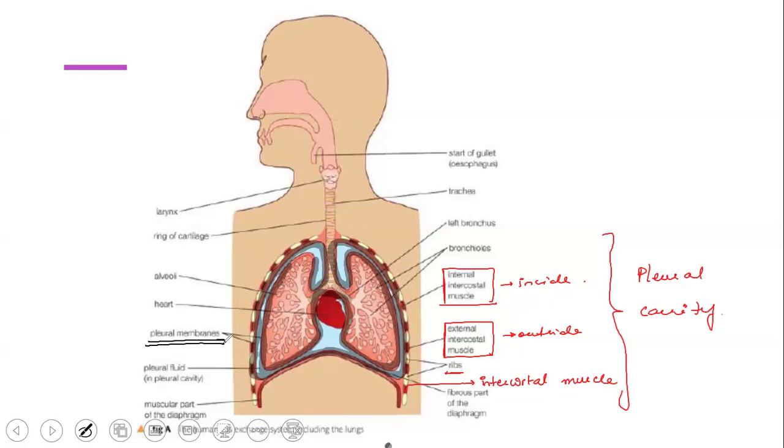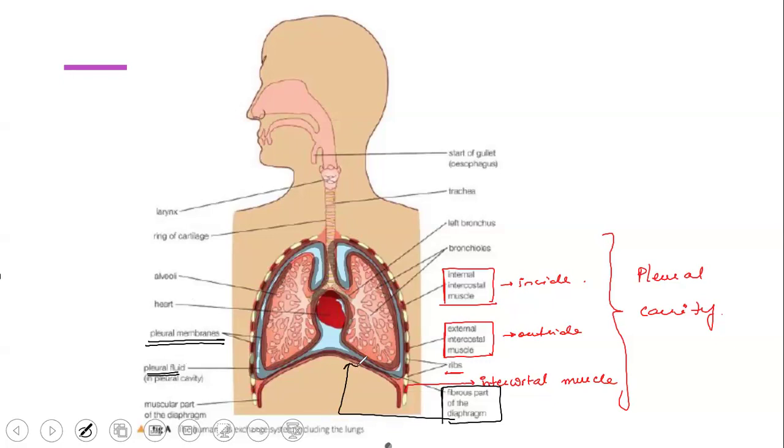All right. Now, inside this cavity, we also have a fluid. That fluid is known as pleural fluid. So the cavity is the pleural cavity, the lining is the pleural membrane, and the fluid inside of it is going to be pleural fluid. Now, the cavity is surrounded by the ribs and the intercostal muscles. At the bottom of the cavity, we're going to have our diaphragm, right?